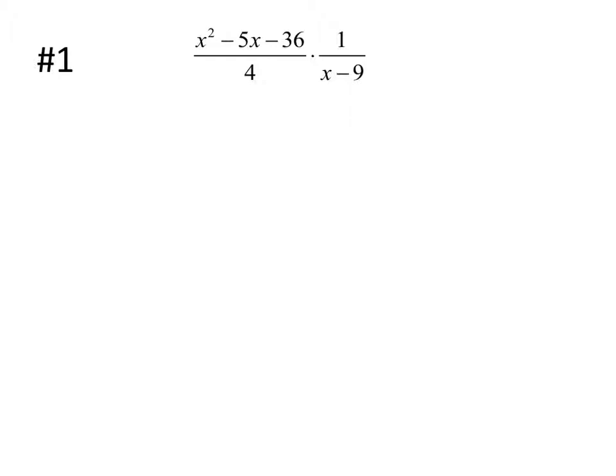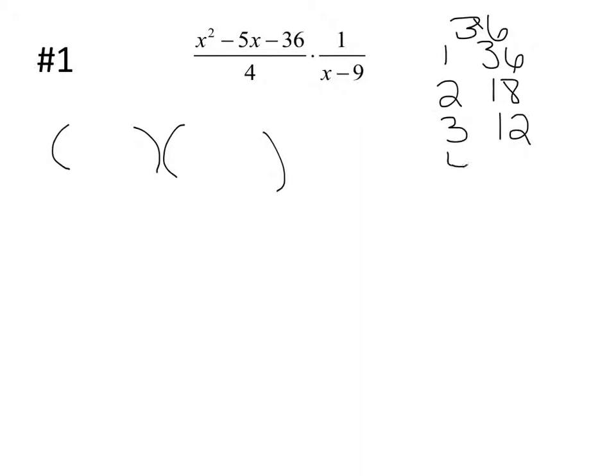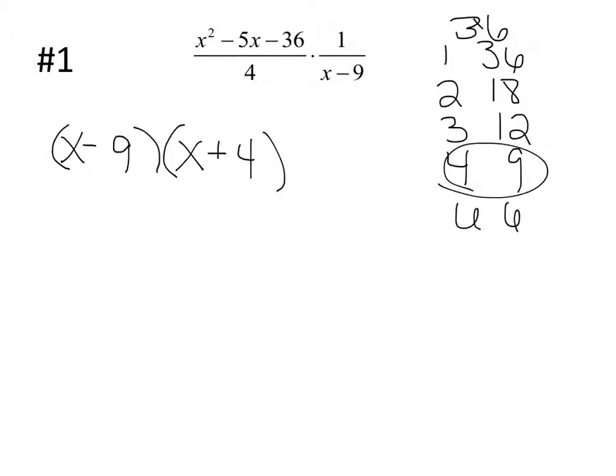So the first thing I'm going to do here is factor the numerator. Multiply your first number and your last number to get 36. List your factors of 36, and then see which one will give you 5. Okay, so it's 4 and 9. So each gets an x. First sign you always keep. If your first sign is minus, you change your second sign, and then you end up with 9 and 4. Always put your larger number first.